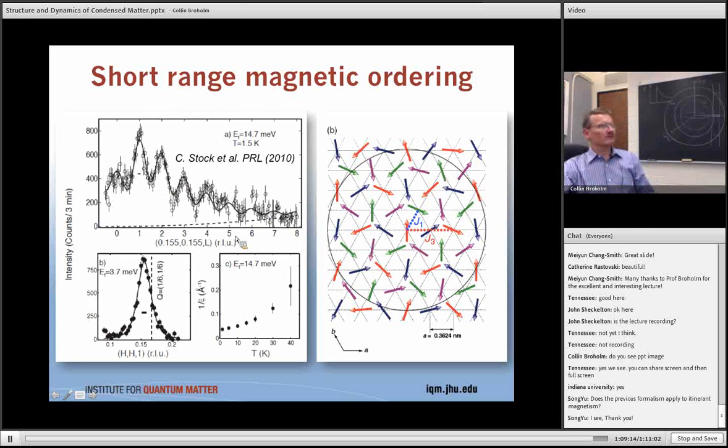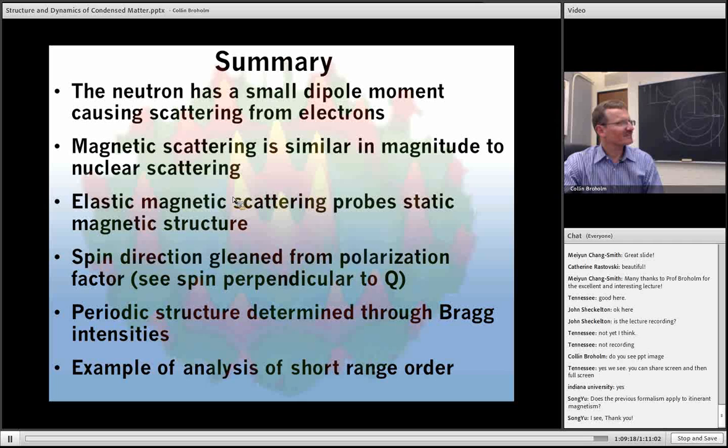Just to finally summarize, though I'm not certain whether you're seeing this slide, but let me just summarize what we've... yeah, I think now you're seeing some of the slides for the diffraction from a single crystal.